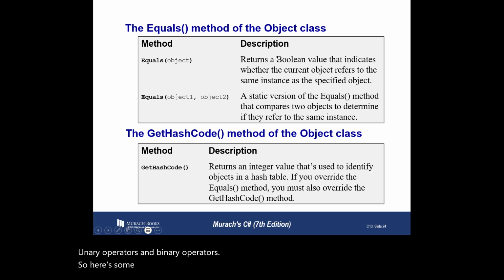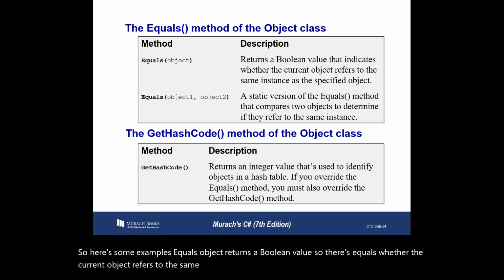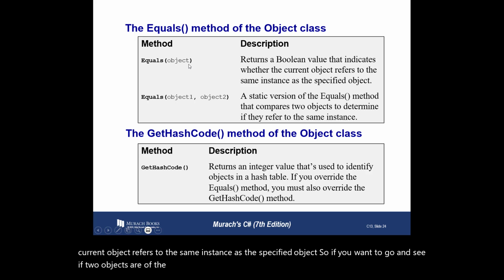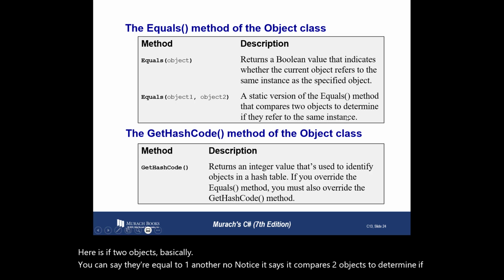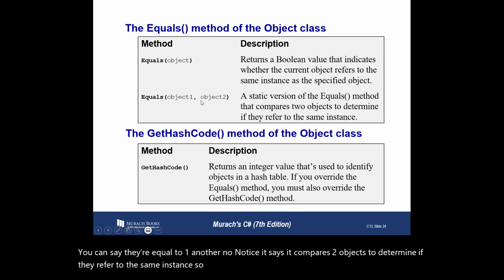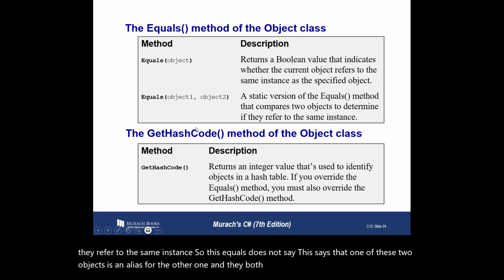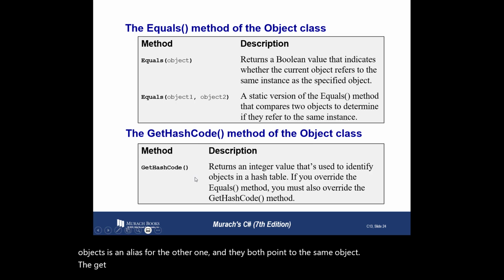Equals object returns a Boolean value. So there's equals whether the current object refers to the same instance as the specified object. So if you want to go and see if 2 objects are of the same type. Here is if 2 objects basically, you can say they're equal to one another. No. Notice it says it compares 2 objects to determine if they refer to the same instance. So this equals does not say this. This says that one of these 2 objects is an alias for the other one, and they both point to the same object. The get hash code, again, it's fairly complex stuff.